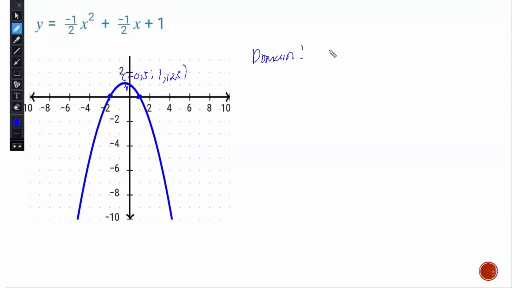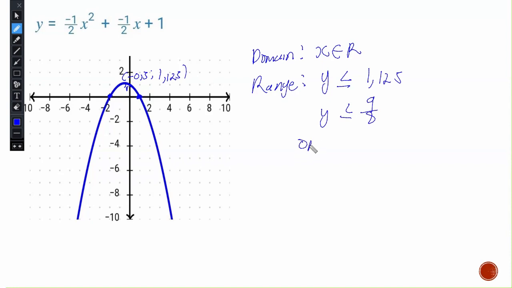And then again, discussing our domain and range. Domain is always x element of real numbers. But when it comes to the range, since now we have a concave down graph, we need to say y is less than or equal to the y-coordinate of the turning point, which is y less than or equal to 1.125. Or if you wrote it as a fraction, you'll say y is less than or equal to 9/8.